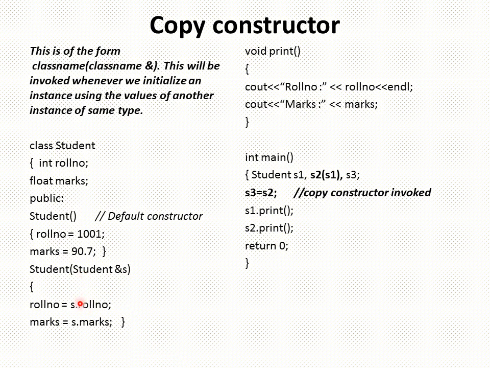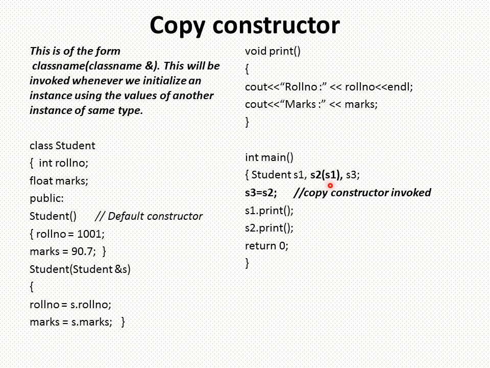So the body of the copy constructor says roll number equal to s.roll number. That is, this s is used here. Marks is equal to s.marks. And of course, the print function is written here. And coming to the main function, student s1. So first object is created. There are no parameters, so automatically the default constructor will get invoked and have the values 1001 for roll number, 90.7 for marks. And it comes here, S2 of S1. So the values of S1 will be copied to S2. This is for mere understanding of how it goes.